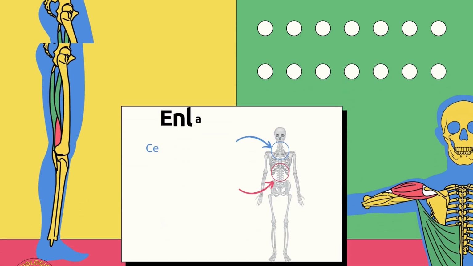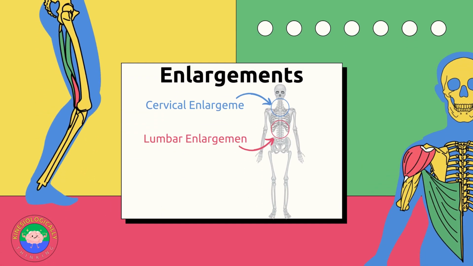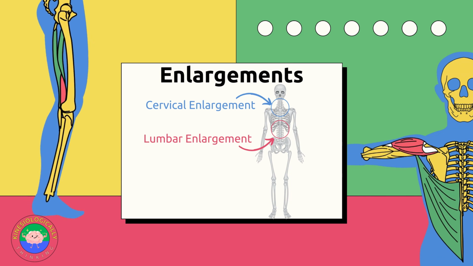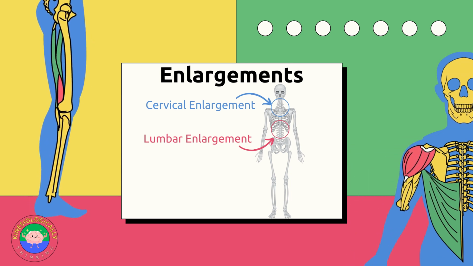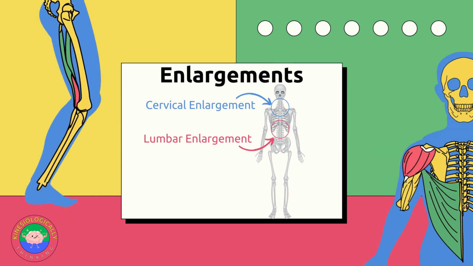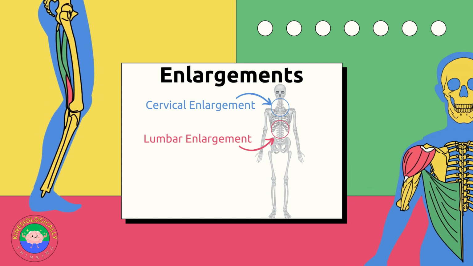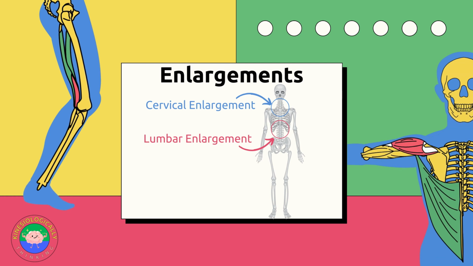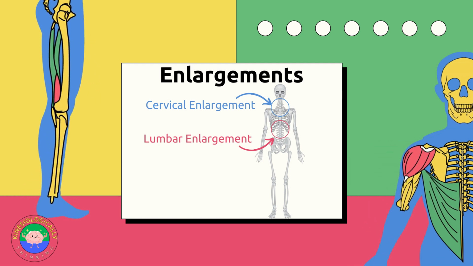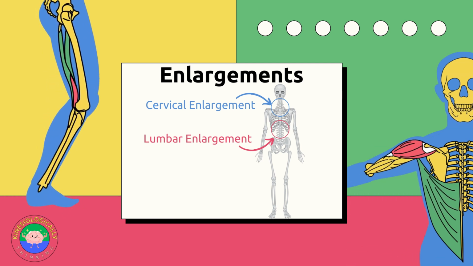First, we have enlargements. These are areas of the spinal cord that are slightly enlarged due to an increase of nerves branching out to plexuses. The cervical enlargement is found in the cervical region and is associated with the brachial plexus, and the lumbar enlargement is in the lumbar region and is associated with the lumbar plexus.